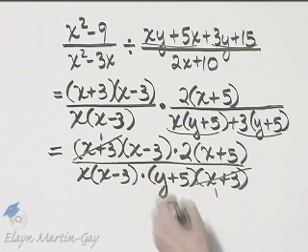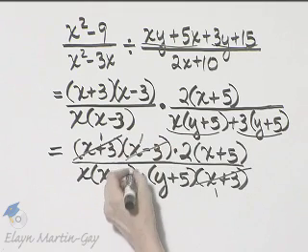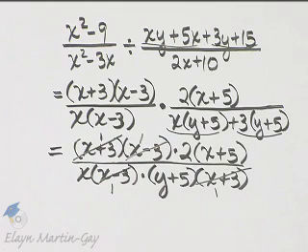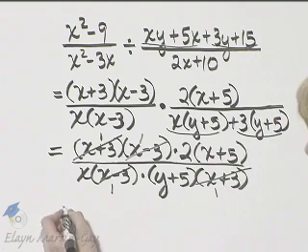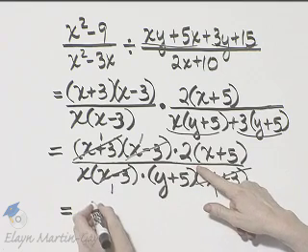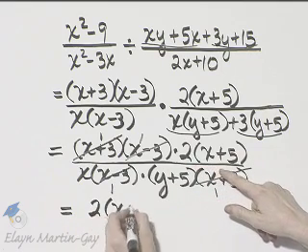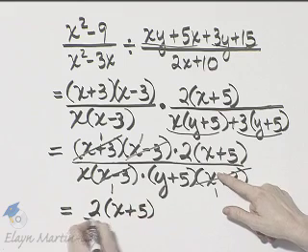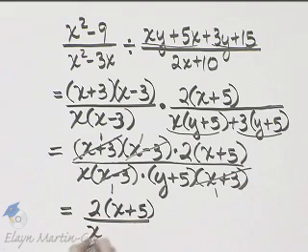What about x minus 3 and x minus 3? Do I have any other common factors common to the numerator and common to the denominator? The answer is no, so let's write down our quotient. In the numerator, I have 2 times x plus 5, and in the denominator, I have x times y plus 5. There is my result in simplest form.